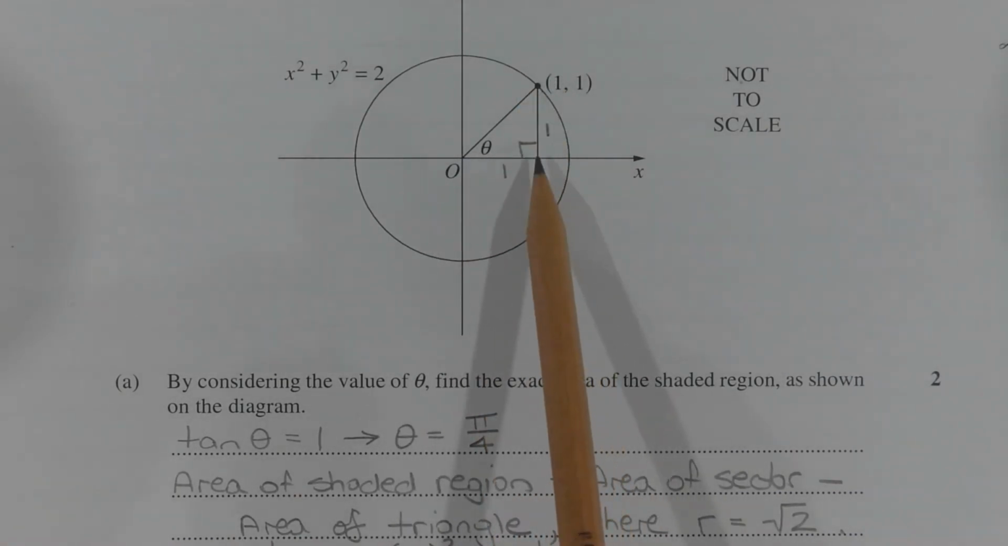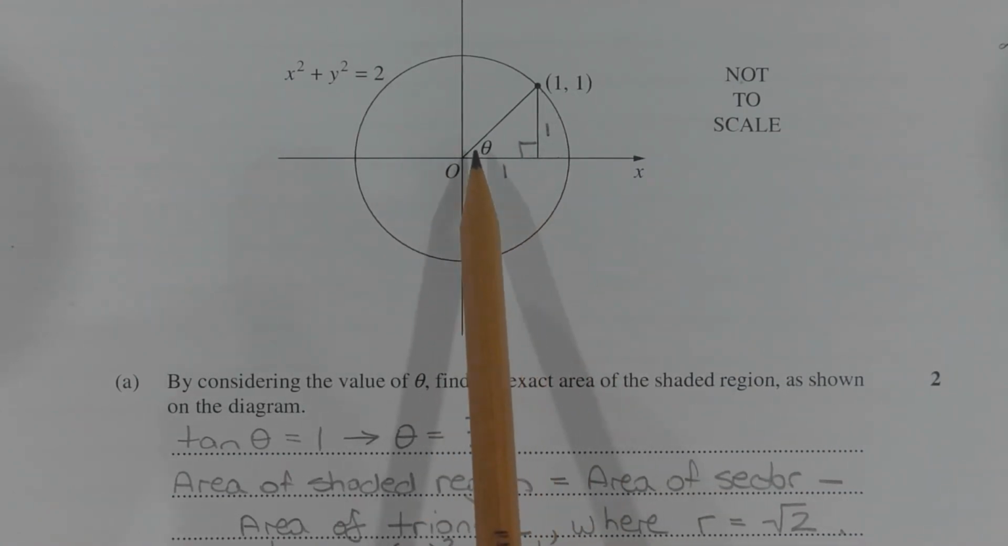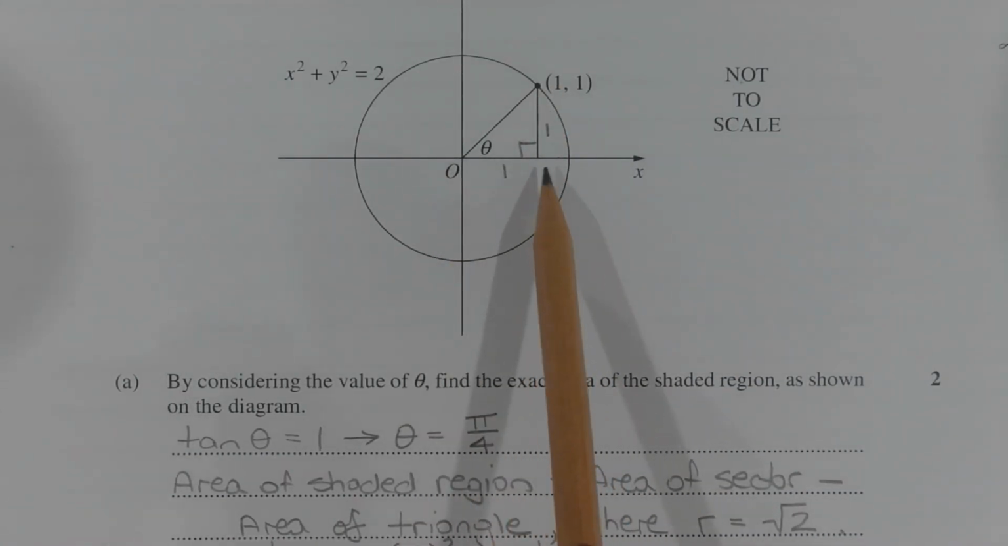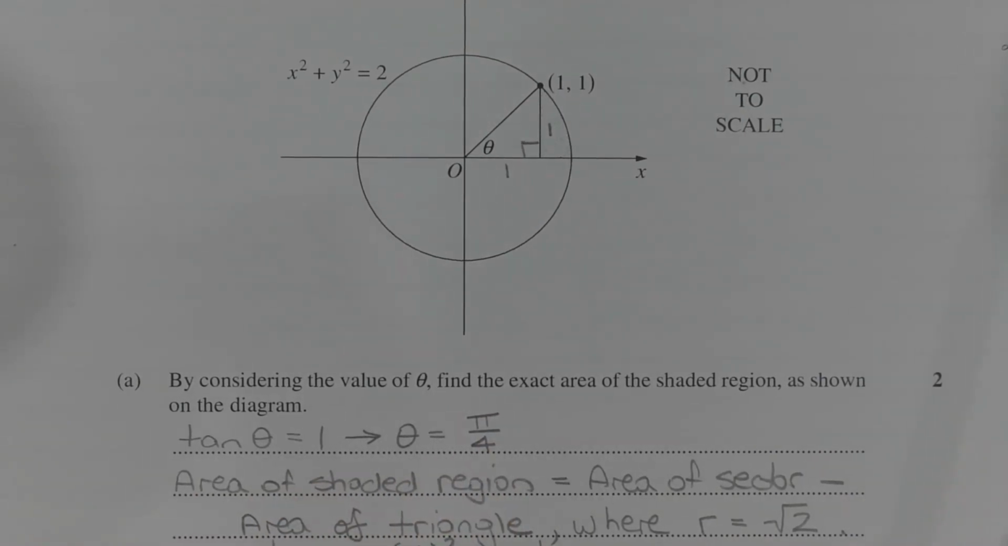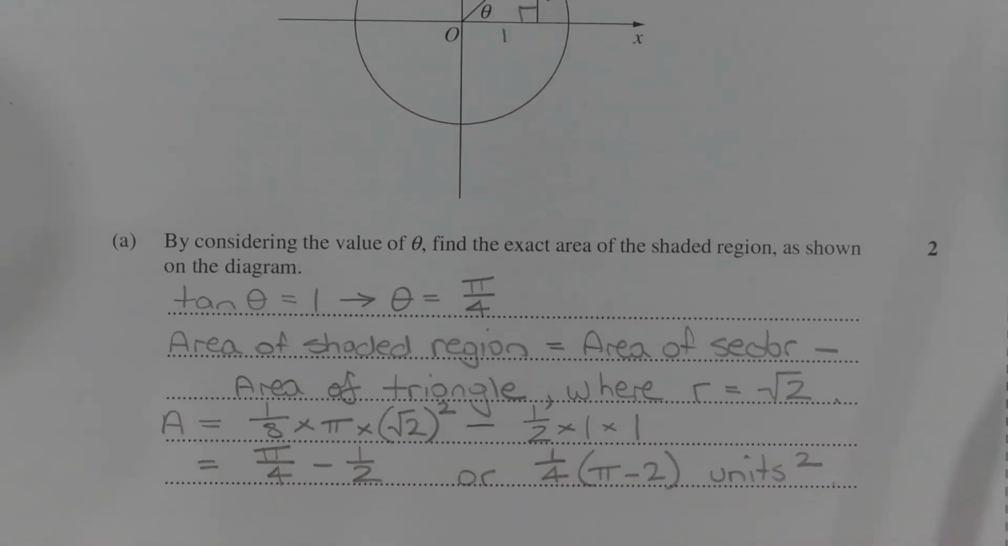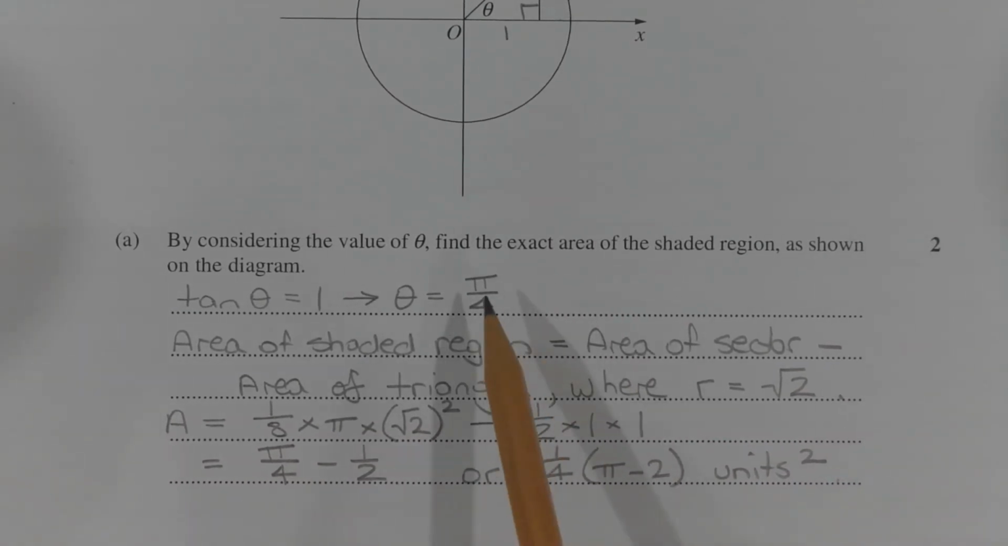So this side is the opposite, this side is the adjacent, and tan theta is opposite over adjacent. So 1 over 1 is equal to 1. So we can form an equation, tan theta is equal to 1. Taking the inverse tan of both sides, we get theta is equal to pi over 4 radians. And pi over 4 radians represents 1/8 of an entire circle.